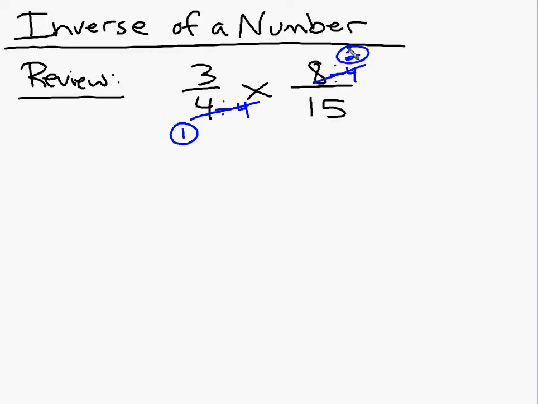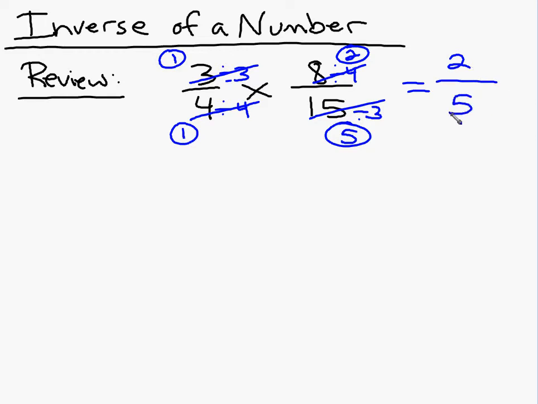And I can do the same thing with the 3 and the 15. I can divide them both by 3. 3 divided by 3 is 1. 15 divided by 3 is 5. Then we multiply across with what we have left. 1 times 2 is 2. 1 times 5 is 5. So my answer is 2/5. That's our first review problem.